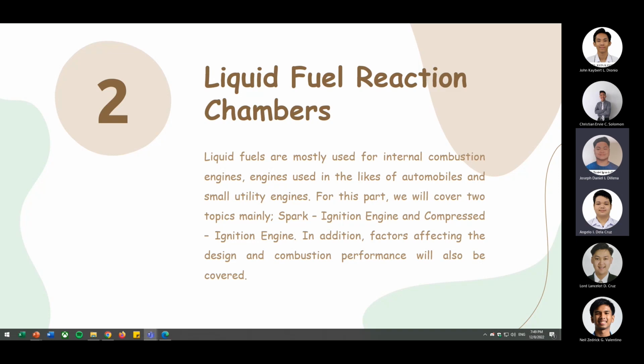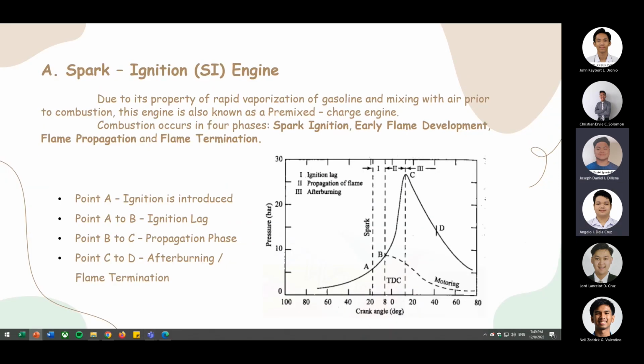For the spark ignition engine, due to its property of rapid vaporization of gasoline and mixing with air prior to combustion, this engine is also known as a premix charge engine. Internal combustion engines consist of multiple piston cylinders with intake and exhaust valves and a spark plug. The combustion of the mixture in the combustion chamber will increase the pressure in the chamber and push the piston head downward. As the piston head moves, it will cause the connecting rod to rotate, and so the drive shaft, thus converting the heat from combustion to mechanical work.